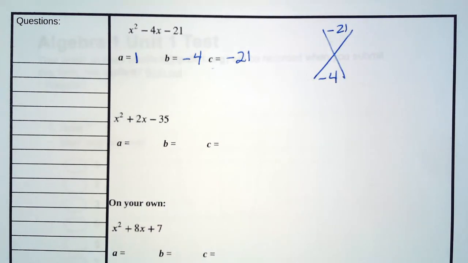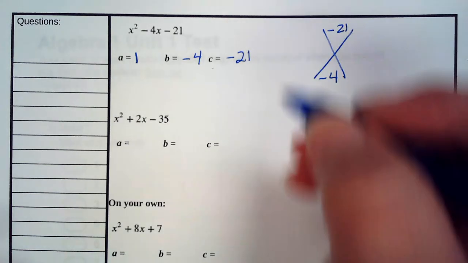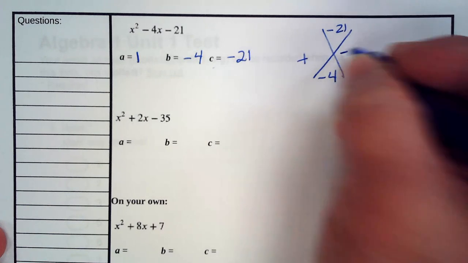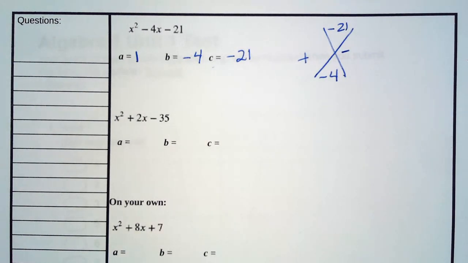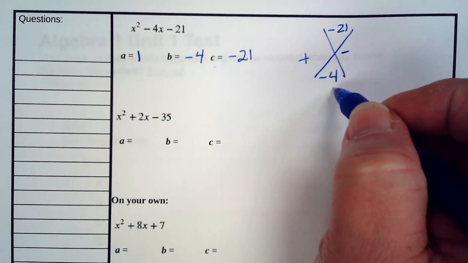Okay, think again. If I'm multiplying 2 numbers together and I get a negative number, what do I know about my symbols? Well, one has to be positive and one has to be negative. Otherwise, you'll get a positive number. So as I'm looking at it, I'm looking for factors of 21 that when I subtract them, I get 4.